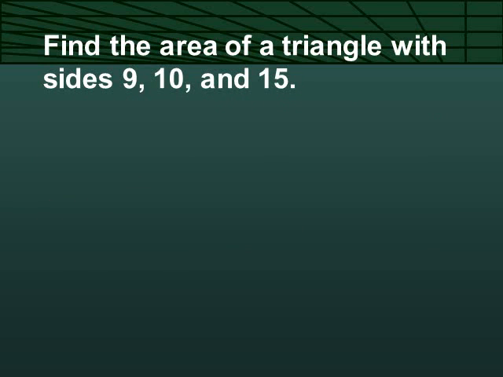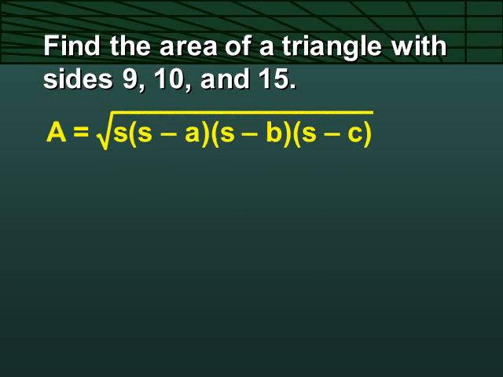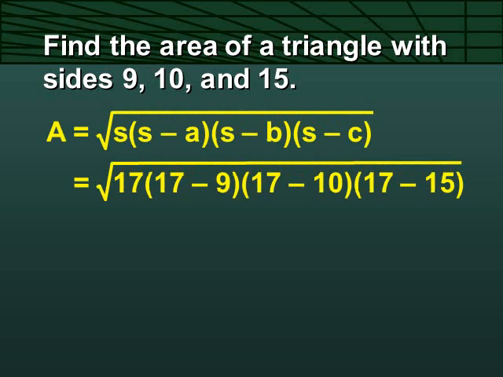Here we have a triangle and the side lengths are 9, 10, and 15. It's not a right triangle and we have no idea what the height is. So we add the three sides together and divide by 2. That gives us a semi-perimeter of 17. Here is Heron's formula, and we're going to plug in 17 everywhere there's an S and plug in sides a, b, and c into the formula. Then we'll simplify that.